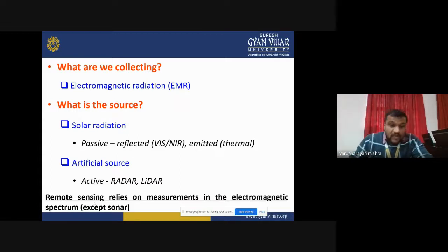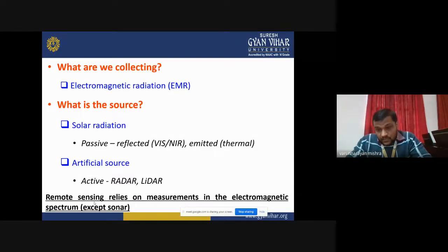Generally it is used for passive remote sensing. And an artificial source is a kind of active remote sensing in which we use lidar and radar systems to generate an artificial source of energy. So remote sensing is totally dependent on the measurement of electromagnetic radiation, or you can say the spectrum of the electromagnetic radiation. So it is very important to study the characteristics of electromagnetic radiation.